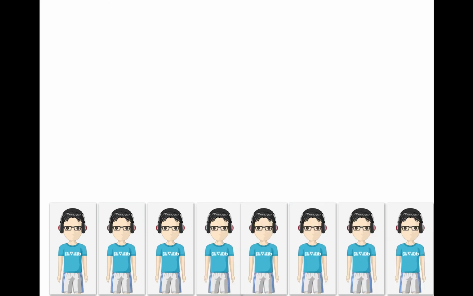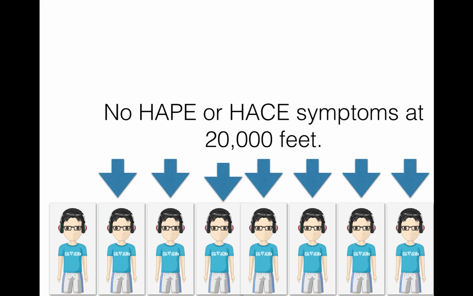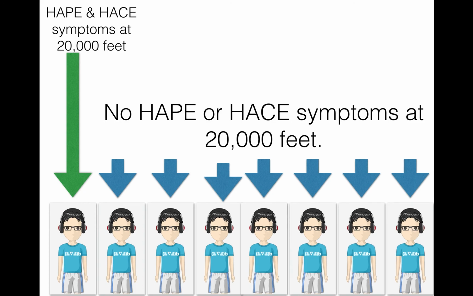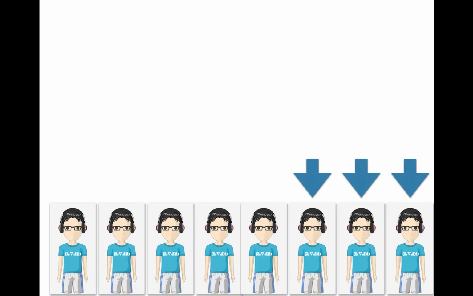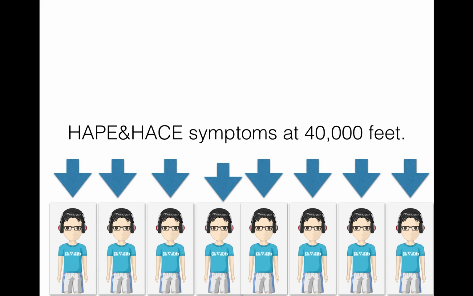So, what's the take-home message? All of this happening all at once? I probably won't be able to survive. HACE and HAPE are normally actually not that common at 20,000 feet. A lot of people don't even ever experience this at 20,000 feet because only certain people with certain genetic traits are affected by this at a high enough altitude. But at 40,000 feet, everybody will suffer. And I do mean everybody, like all of y'all, every single one of ya. HAPE and HACE symptoms at 40,000 feet.